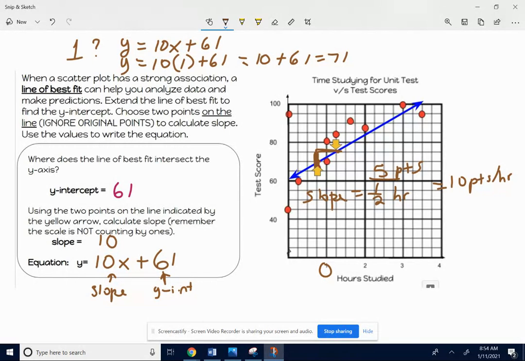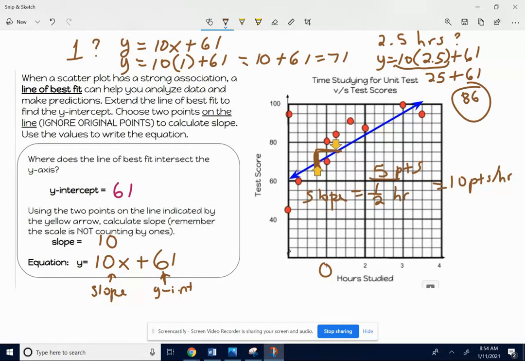2.5 would be the same way. If they want you to predict for 2.5 hours what the test score would be, again, you could look at the graph, or you could take y equals 10 times 2.5 plus 61. 10 times 2.5 first, multiply before you add. 25 plus 61. Let's see, 5 plus 1 is 6, 6 plus 2 is 8, about an 86. So this prediction based on your equation for 1 hour of studying would be a grade of 71. And 2.5 hours of studying would be a grade of 86 based on the equation.